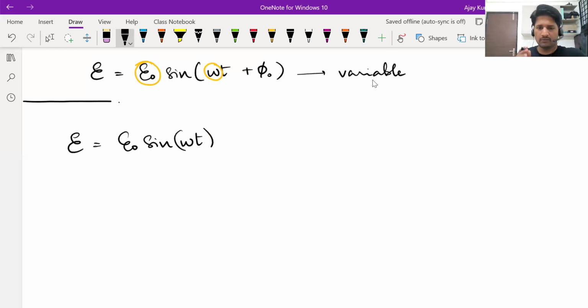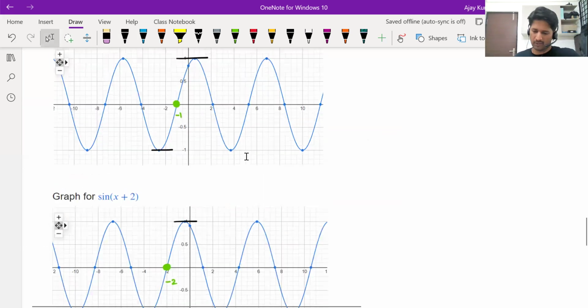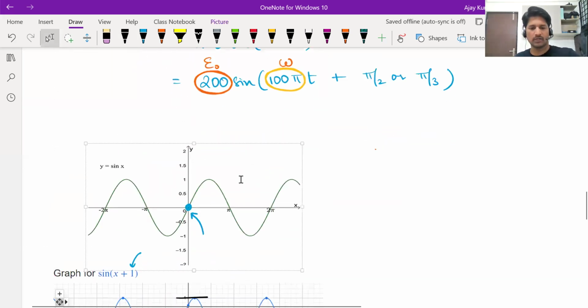Rishi, tell me, what is the peak value of this function? What is the maximum value of this function? E naught, sir. Plus E naught. Minimum value? Minus E naught. Okay. And if you plot its graph, it looks somewhat like this.